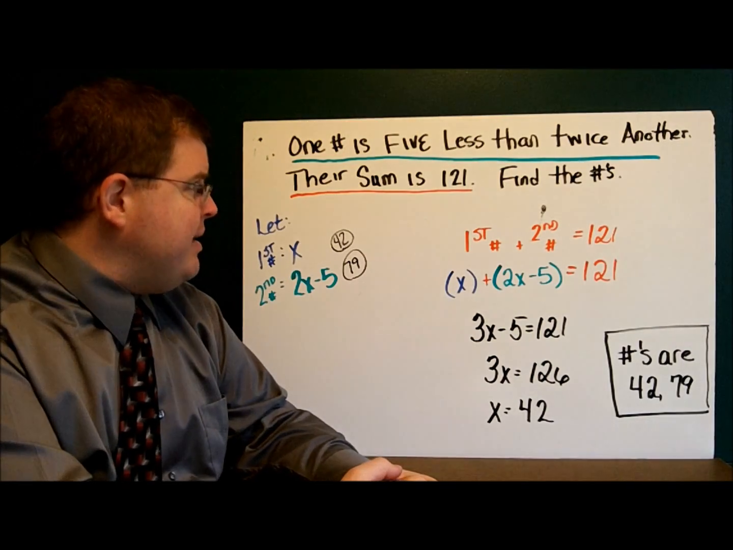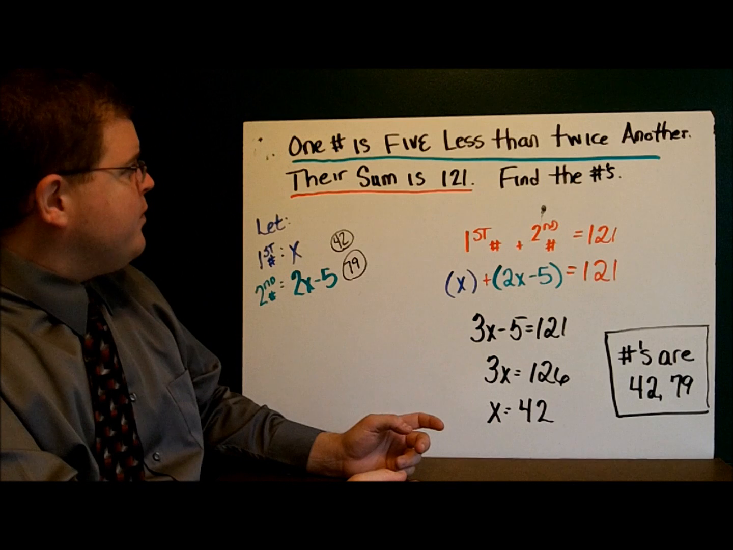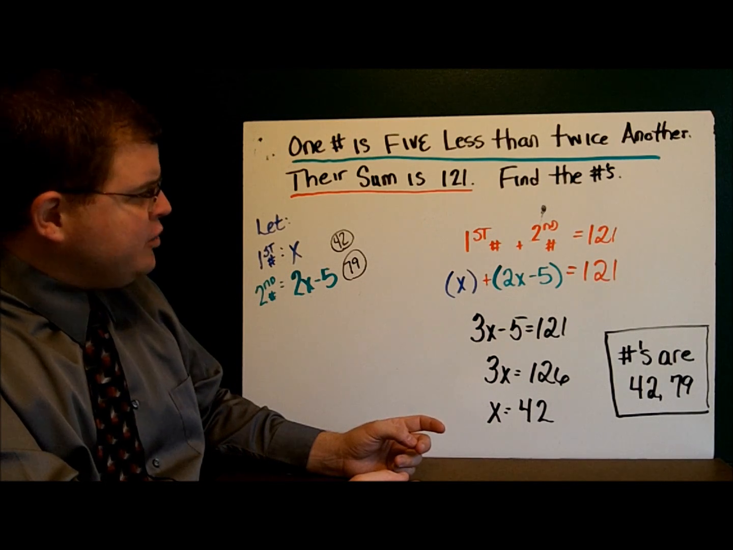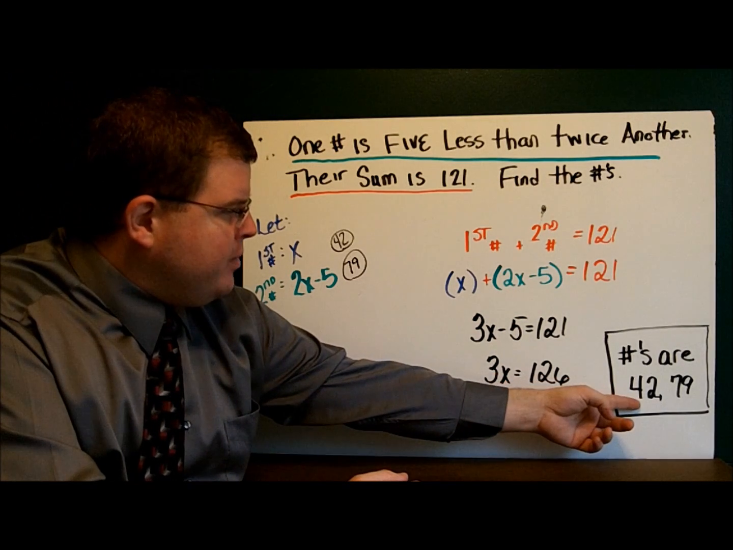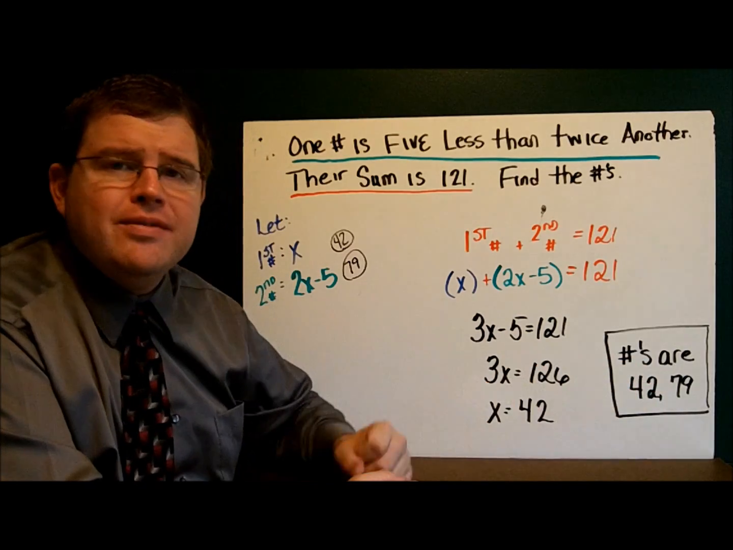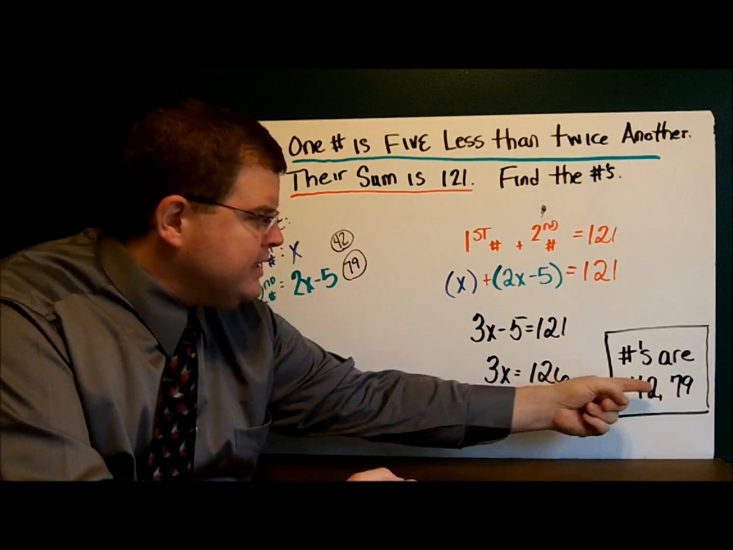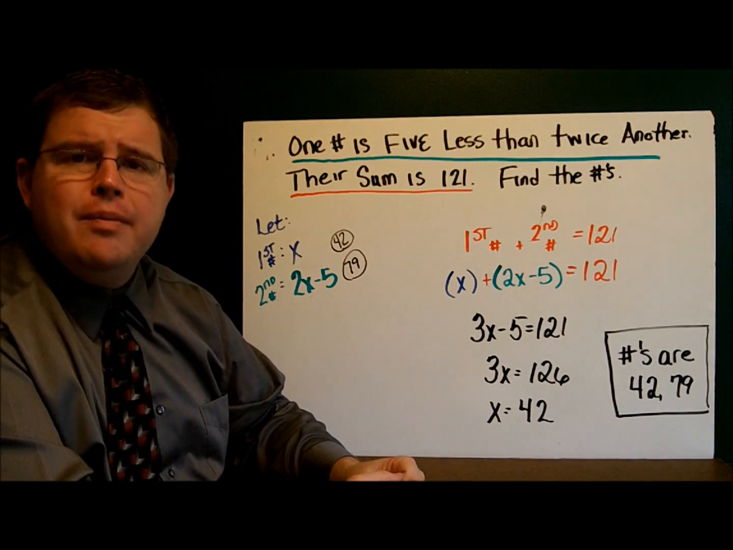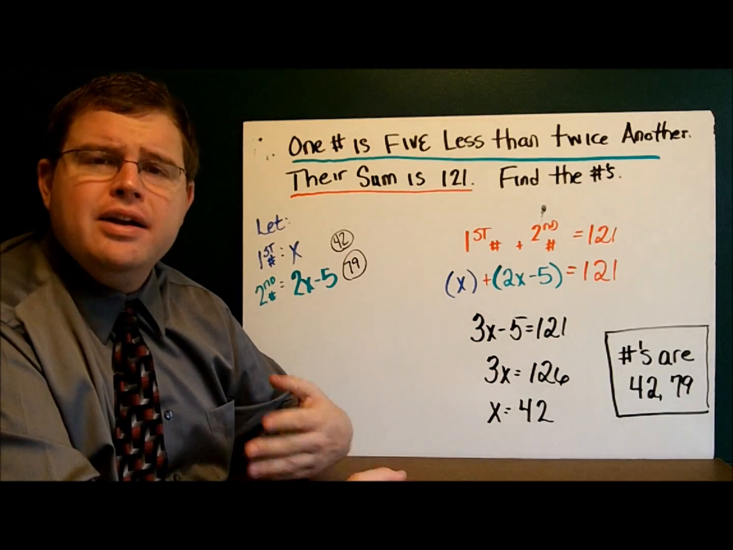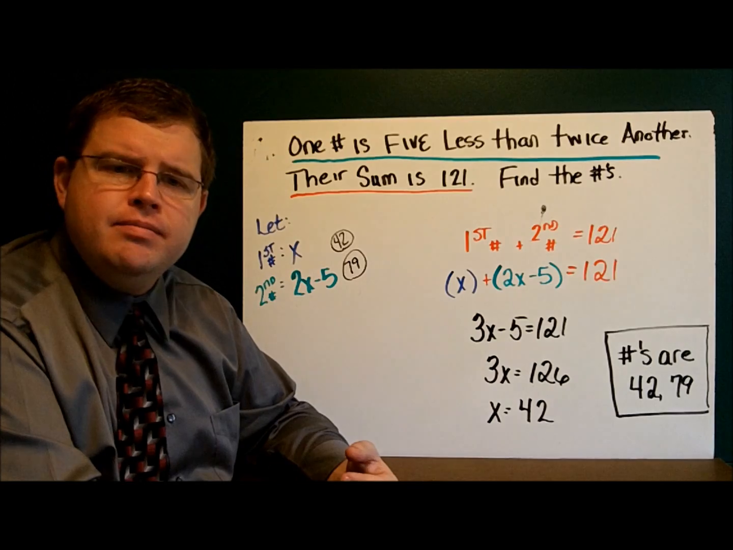And so does that make sense? Well, let's see. The first one number is 5 less than twice another. That would be 84 minus 5. Yep, 79. That's good. The sum is 121, 79 and 42. Yep, they add up to 121. It looks like I found my numbers.